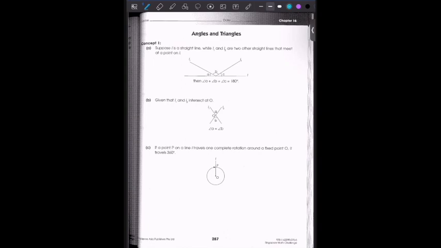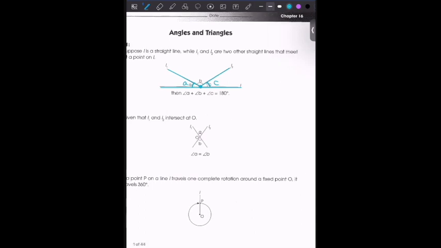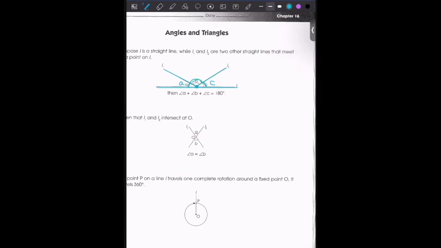And so for angles and triangles, our first concept is that we're going to suppose L is a straight line while L1 and L2 are two other straight lines that meet at a point on L. So this is a straight line, and we have L1 and L2 that meet at a point at L. Then L1 forms an angle called A, and L2 also forms an angle called C. And then between L and L2, we have an angle B. And so we know that angle A plus angle B plus angle C is equal to 180 degrees, like this.